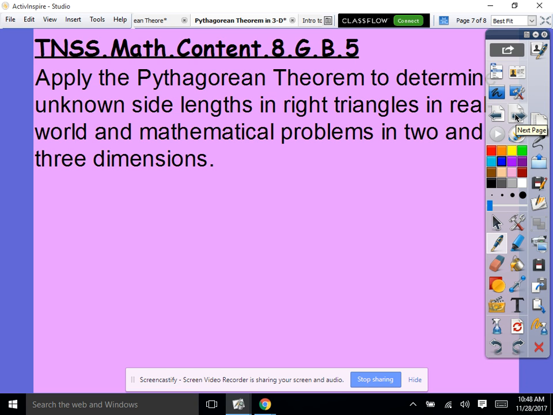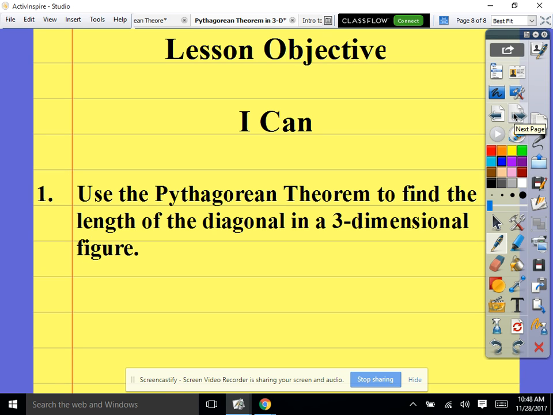So our Tennessee State Standard was to apply the Pythagorean Theorem to determine unknown side lengths in right triangles in real world and mathematical problems in 2 and 3 dimensions. We focused on 3 dimensions today. And your lesson objective, I can use the Pythagorean Theorem to find the length of the diagonal in a 3-dimensional figure.